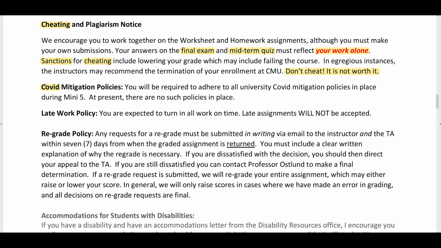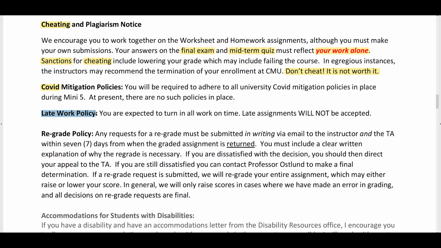What about COVID? Well, at present, the university has no policies in place about COVID. Everything is subject to change, and if that does change this fall, for example, well, this is just a summer-long course, so probably nothing is going to change between now and the end of June. But I will let you know if something does change in that regard.